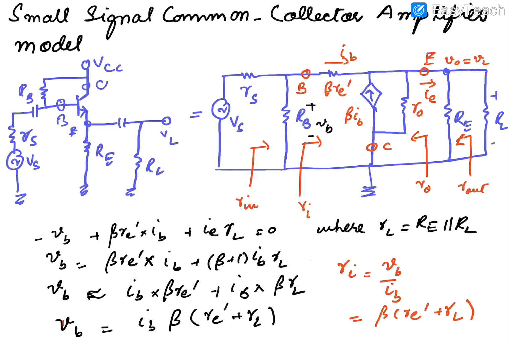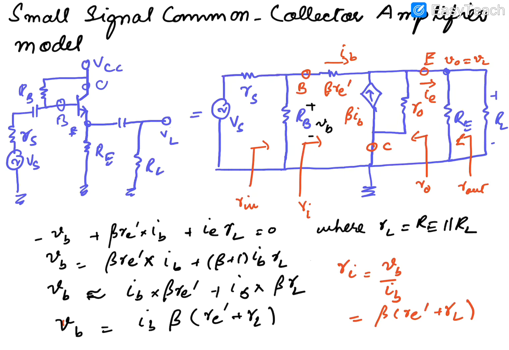So in this case V0 is equal to VL. This is output current IE. The input side has current IB. From collector to emitter is flowing beta IB. So this is input stage resistance, this is input resistance, this is output resistance, this is output stage resistance. So again for this loop, the loop equation is minus VB plus beta RE dash into IB. We are considering this outer loop, this loop.